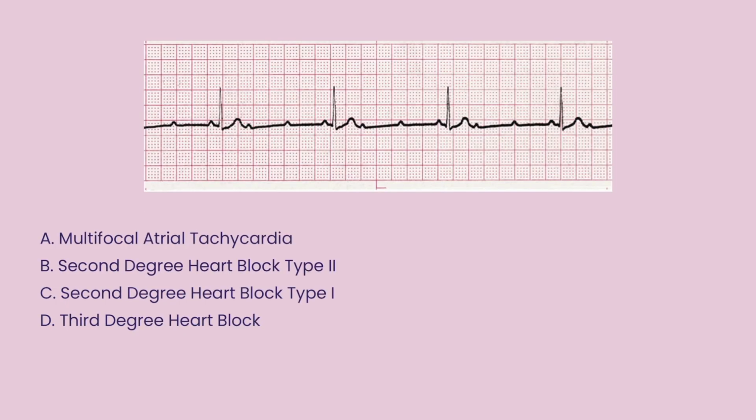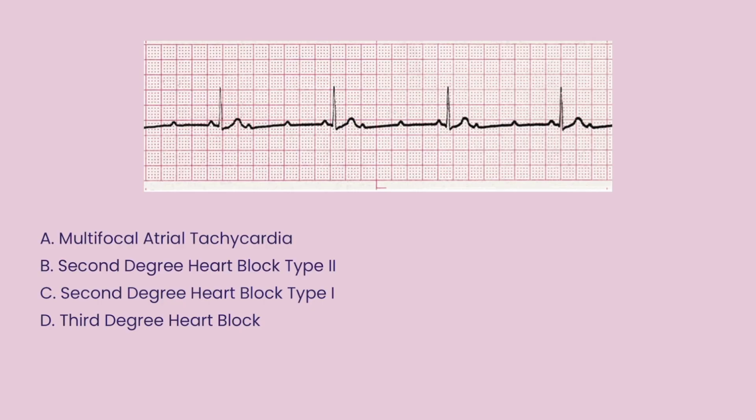Okay, so this one we have narrow QRS. We've got some P waves that don't have buddies, QRS complexes. And we don't have any buried P waves. So, what do you think it is?